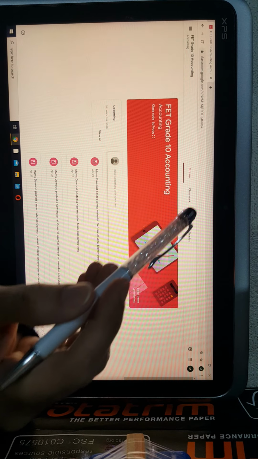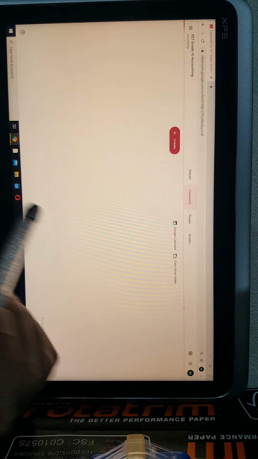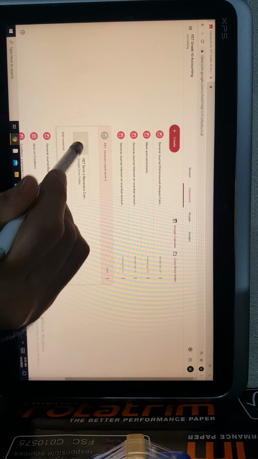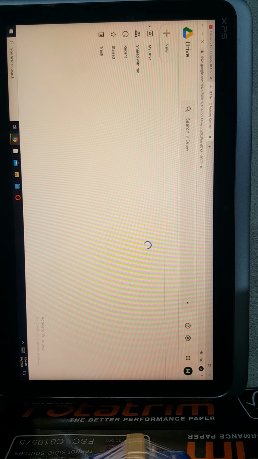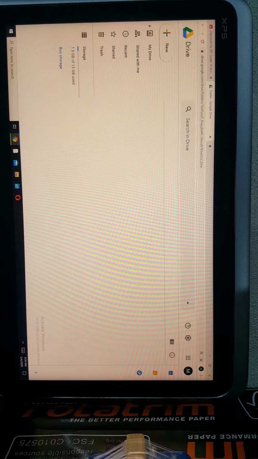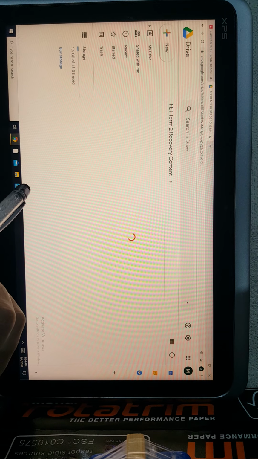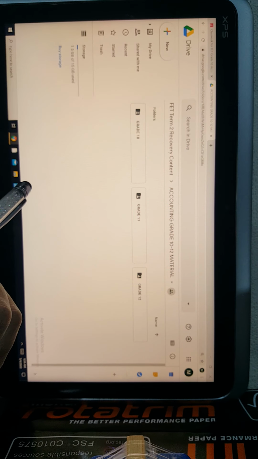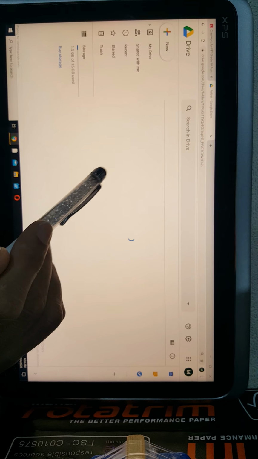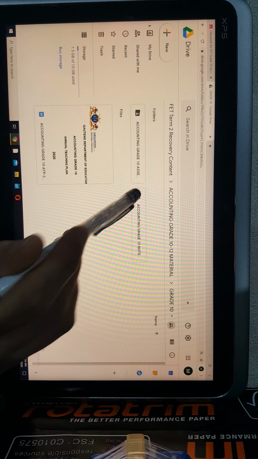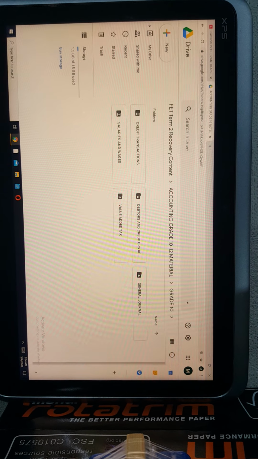Okay, so if you go on the classwork, we've got our FET recovery document there. You click on it and you go into accounting, and under accounting, grade 10. And we're going to notes.